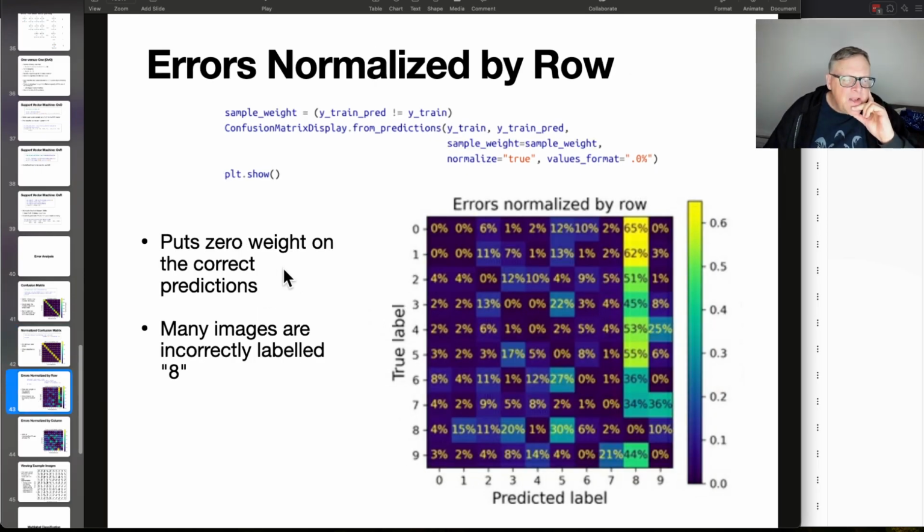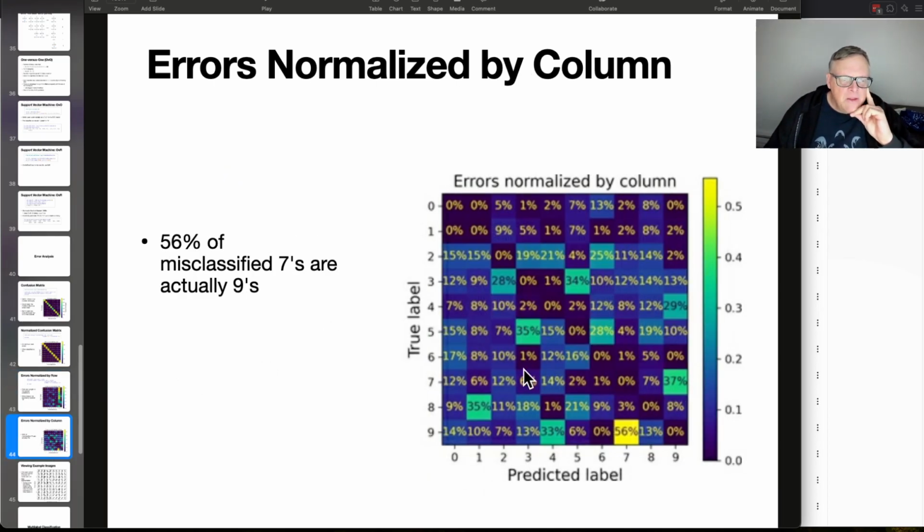All right, and so then you can have the errors normalized by row. So you find out which, I think you're making all the rows add up to 100% here, and therefore you're finding out what the most common error is, and the most common error is that something that is not an 8 is predicted as an 8. You can see those are the most common errors in the bunch. All right. And you can look at the columns the same way and see where the errors are here. And you'll see 56% of misclassified 7s are actually 9s. So you're finding out which errors are more likely.